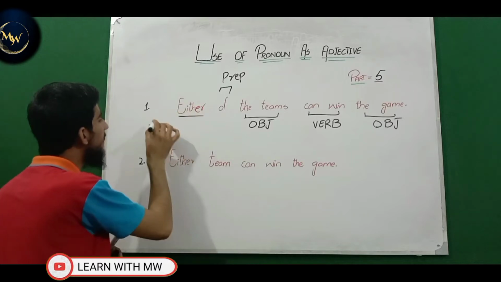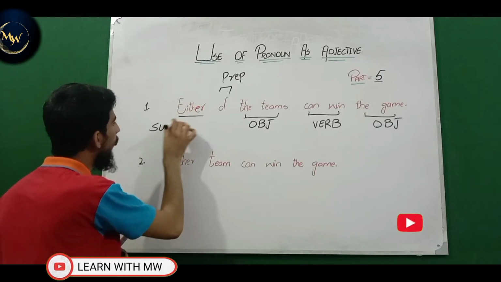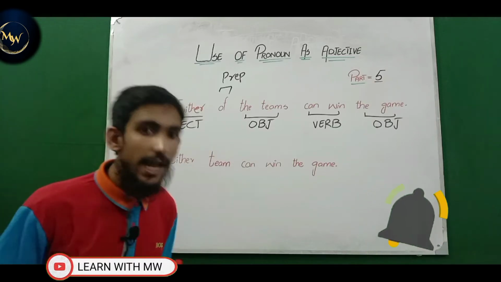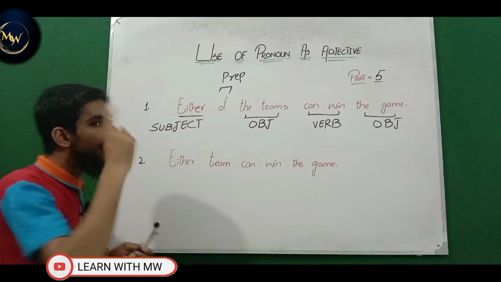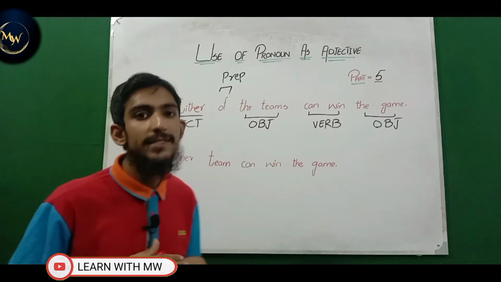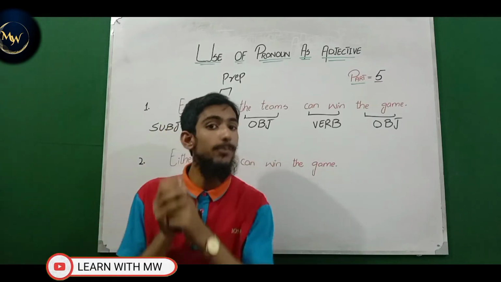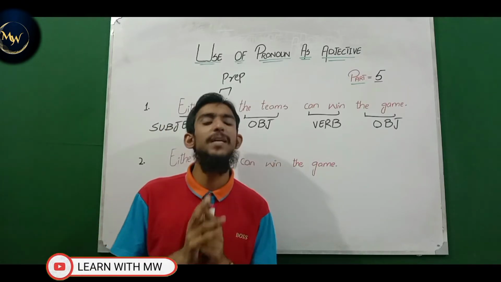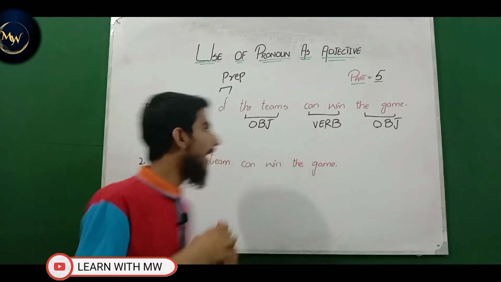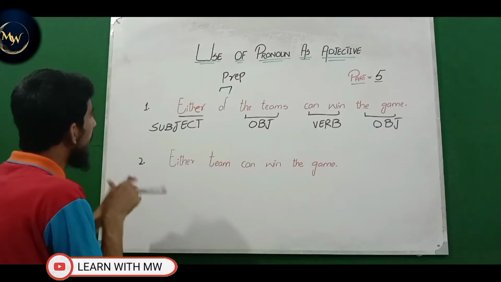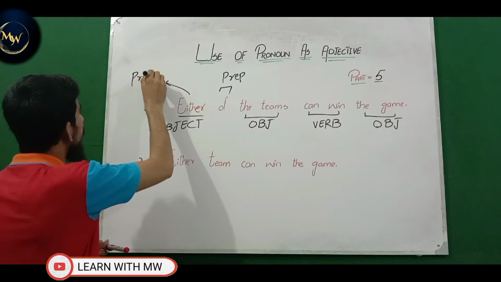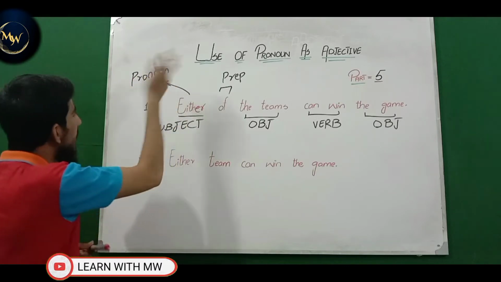And what is either? Either is basically subject, because the topic of the sentence, or what the sentence is about, we call it subject. And we have learned that subject can either be noun or pronoun. We have discussed in our previous videos that either is basically a pronoun in English grammar, and more specifically either is a distributive pronoun because it refers to one person or thing at a time. So either here in this sentence is used as pronoun.